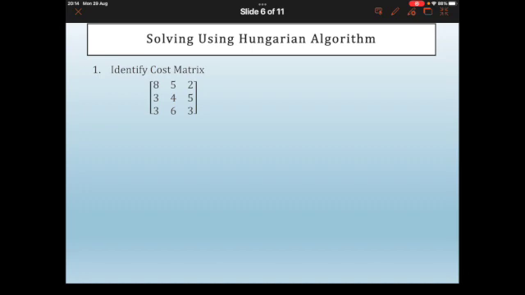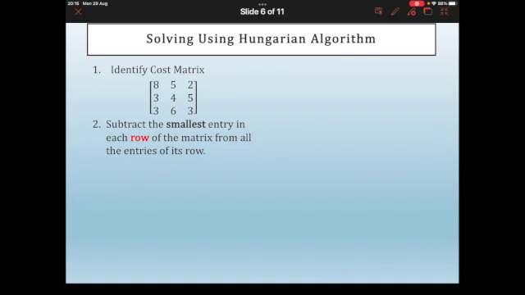Step 2, let's do the row reduction, which means you have to deduct the smallest entry in each row of the matrix from all the entries of its row. If you look at the first row, the smallest entry is actually 2. So this number here will be 8 minus 2, which is 6. And then this will be 5 minus 2, which is 3. And here will be 2 minus 2, which is 0. Let's have a look at the second row, that is the smallest. Third row, it doesn't matter. 3 is the smallest, so you can use either one.